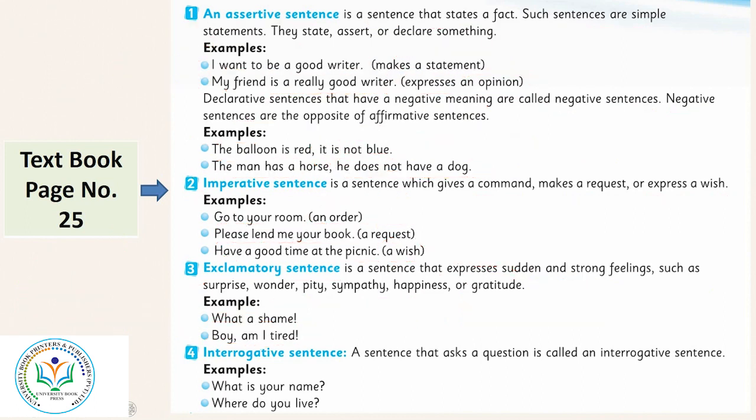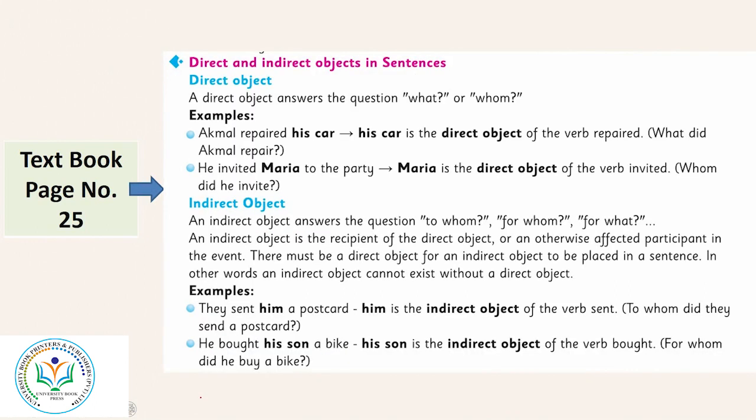Look at the fourth one, interrogative sentence. A sentence that asks a question is called an interrogative sentence. I told you in the start, it also has a question mark at the end because it is an interrogative form when we ask a question from someone. What is your name? Where do you live? This is a question form. We are interrogating someone.